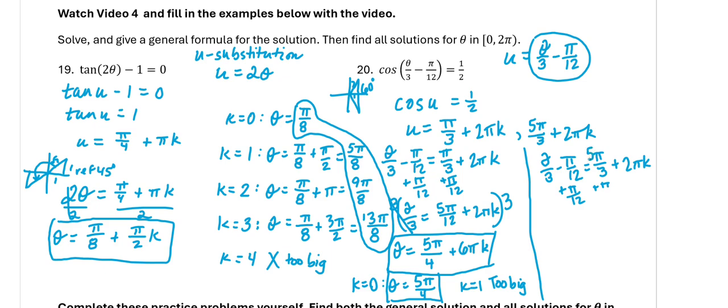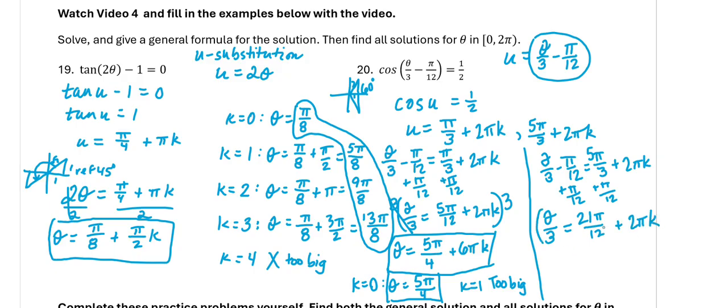Sorry, I thought I said this. Sorry about that. 5 pi over 3. That's this one. I'm doing the second problem. I'm not going to do this one again. Oof, okay. Pi over 12. All right, so I get theta over 3 is equal to, and then let's see, with the denominator 12, that's 21. 21 pi over 12 plus 2 pi k.